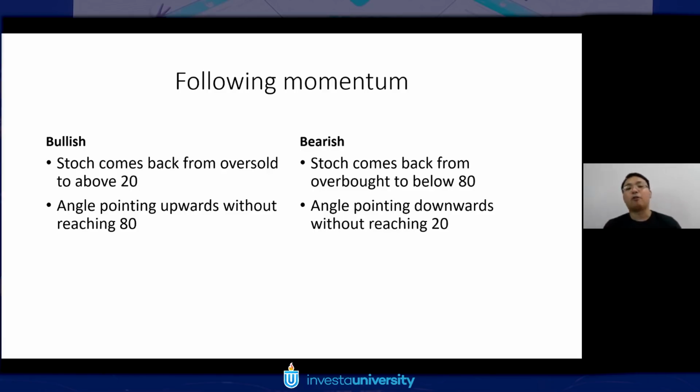Okay? Now, on the other side, bearish ang momentum natin if your stochastic comes back from overbought territory, meaning above 80, and then it crosses back down 80. So similar to your bullish signal. And in addition to that, once it comes down from 80, your angle should also be pointing downwards without reaching 20. Kasi pag umabot na ng 20 yan, it's oversold, and tapos na yung signal mo doon. No? Momentum might change already. Okay? So that's your very simple rules on how to follow momentum.